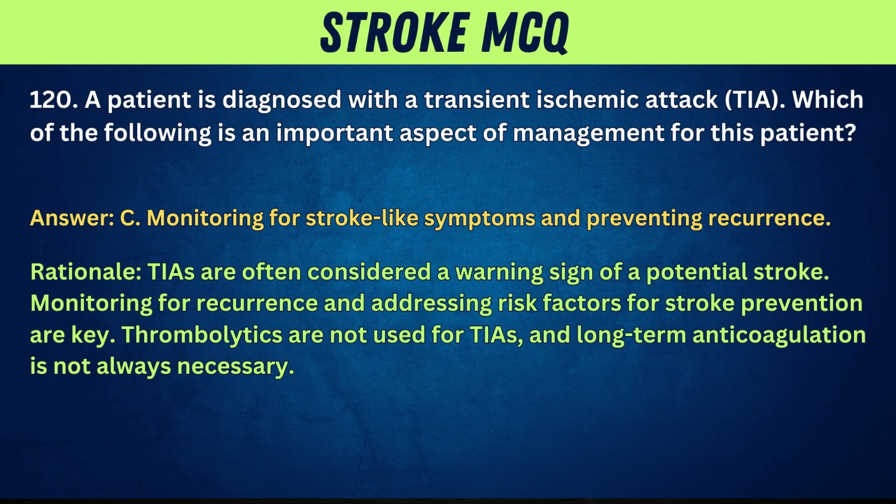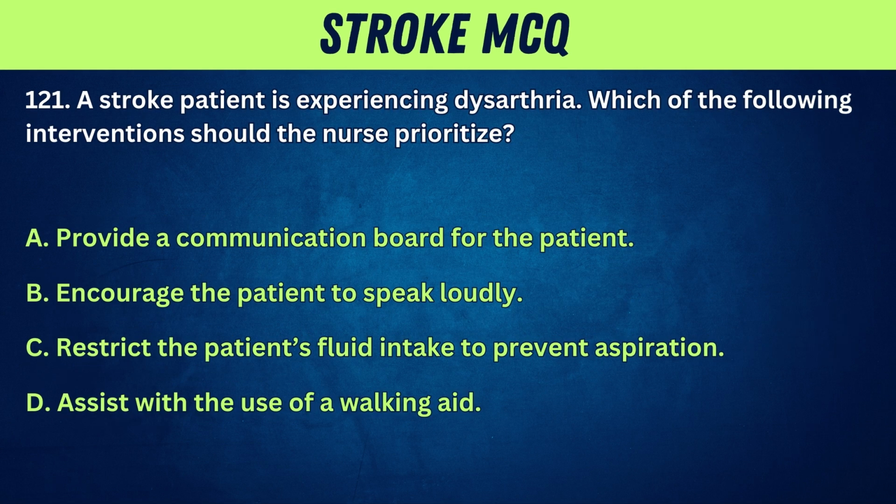Answer: C. Monitoring for stroke-like symptoms and preventing recurrence. Rationale: TIAs are often considered a warning sign of a potential stroke. Monitoring for recurrence and addressing risk factors for stroke prevention are key. Thrombolytics are not used for TIAs, and long-term anticoagulation is not always necessary.